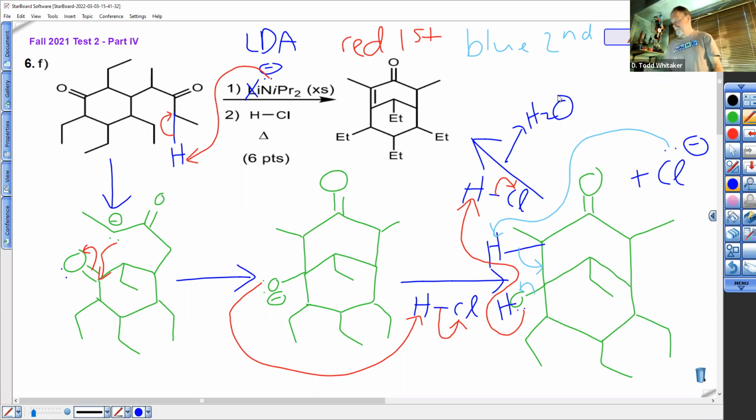6 points. Is 6 points enough? Let's see. 1 point for the arrows, 1 point for the intermediate, 1 point for the arrows, 3, 4 for the intermediate, 5 for the arrows, 6 for the intermediate, 7, 8. It's 2 steps. This is really 8 points.